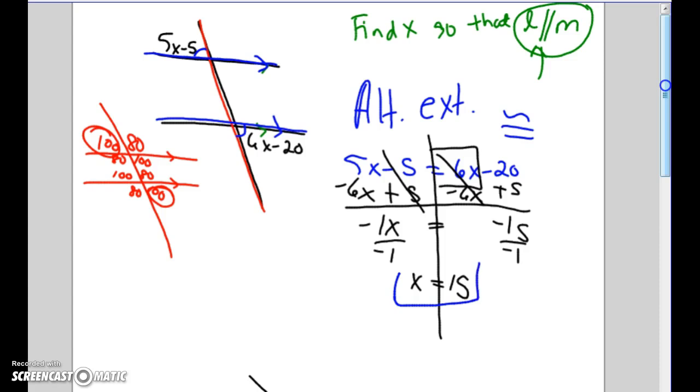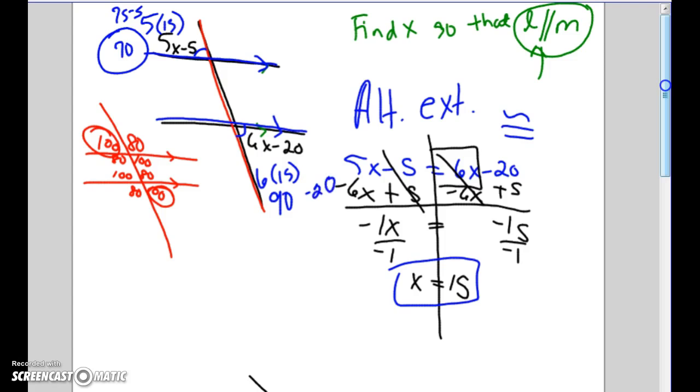We found out that x was 15. Technically, I'm done with what they're asking me for. But if I plug it back in, what is 5 times 15? 75 minus 5 gives me 70. Okay, so the answer for that one could be 70. What's 6 times 15? 90. Minus 20. What's 90 minus 20? 70. Oh, 70, and that one's 70. Should they be? Yes.